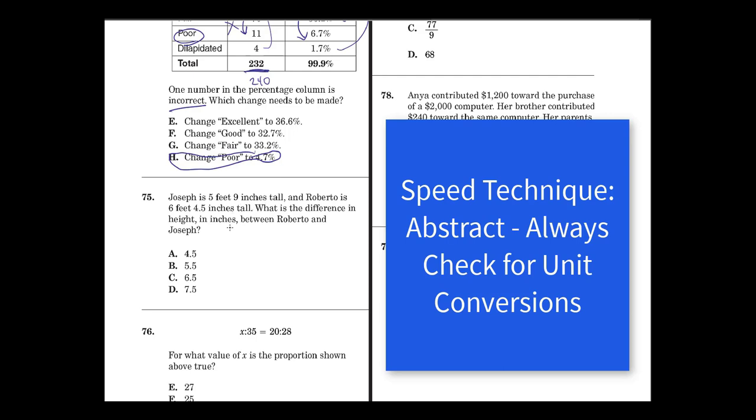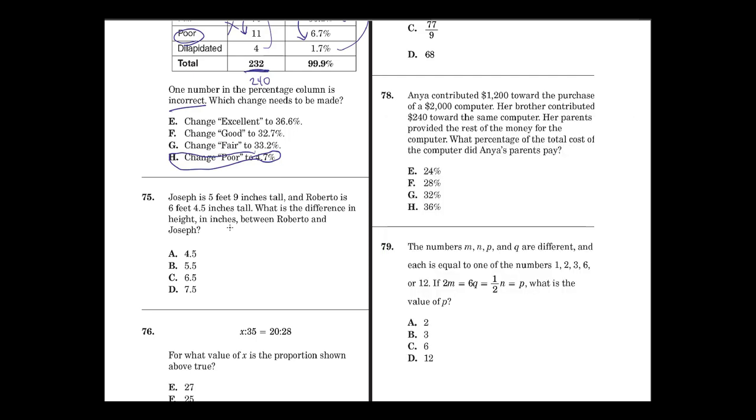Joseph is 5'9" and Roberto is 6 feet 4.5 inches. What's the difference in height? Well, it's pretty easy. I just take the bigger number, I subtract the other, except we're not dealing in powers of 10. So students like to try and put this into decimal form and things like that. Don't do that. Remember, times and feet inches are not power of 10 conversions. Think about it. Let's set up a number line.